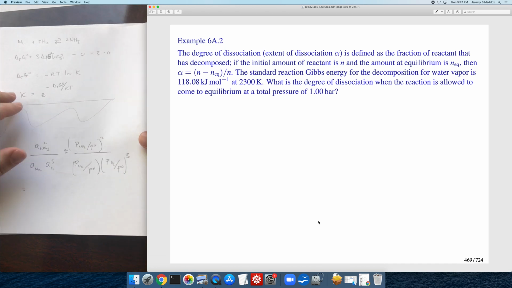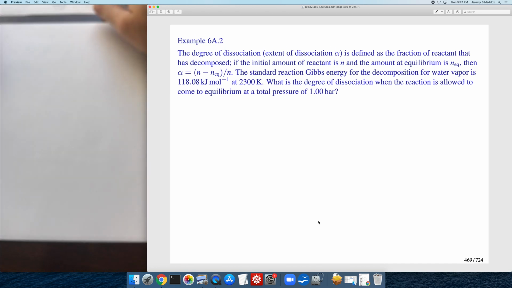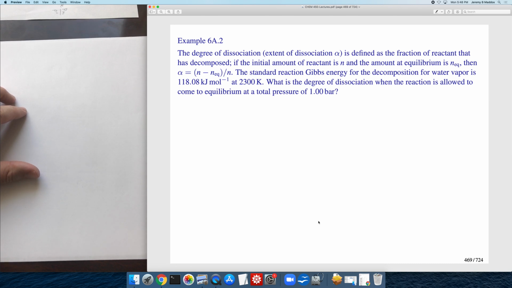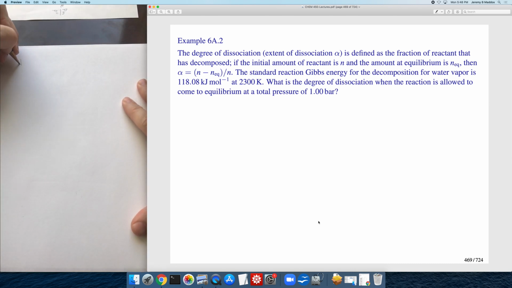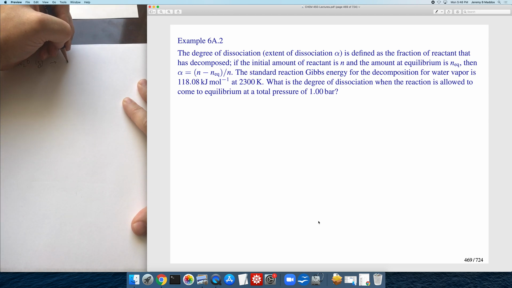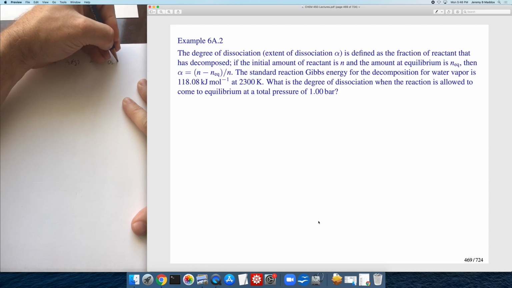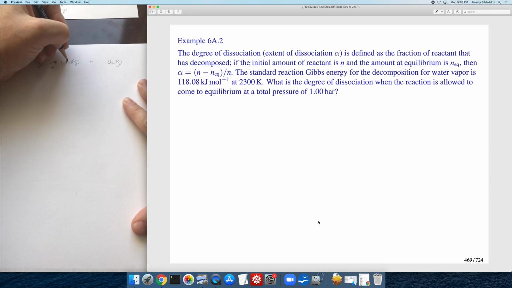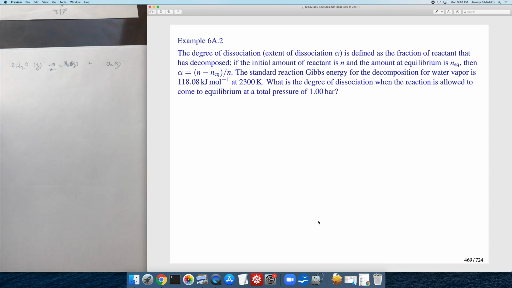So here's the problem where we need the ice table. So we're looking at the decomposition of water vapor is our reaction. So that would be H2 gas plus O2 gas. And I'm going to put a 2 there, a 2 there, and then we'll have just 1 mole there. So this is the balanced reaction.